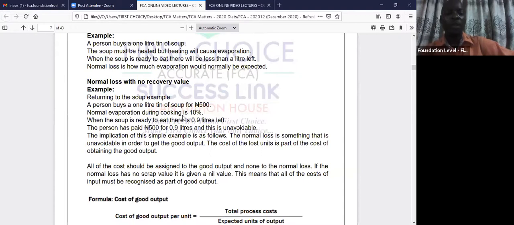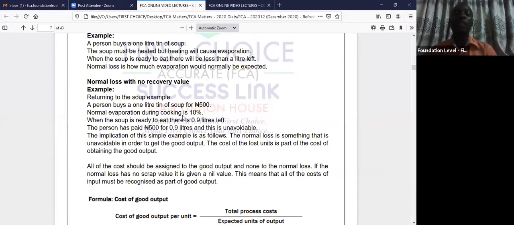Now look at when there is no recovery value of loss. How do you value loss? Look at the example of soup. If that 1 liter of soup costs you 500 naira, and when you cook the soup, 10% of it evaporates, you are now left with 90% of that 1 liter, which is 0.9 liters.